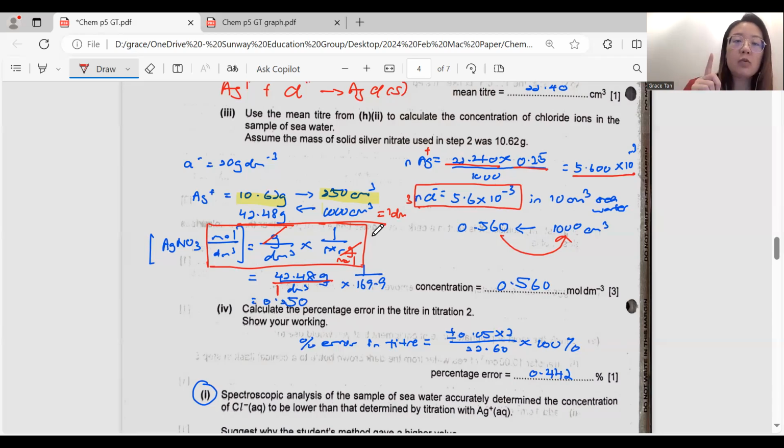Now, according to the 2023 marking scheme, I realized that you need to clearly show 0.05 times 2. Some students do 0.10 divided by 22.60. The answer will still come out the same. Yes, it will still come out the same.